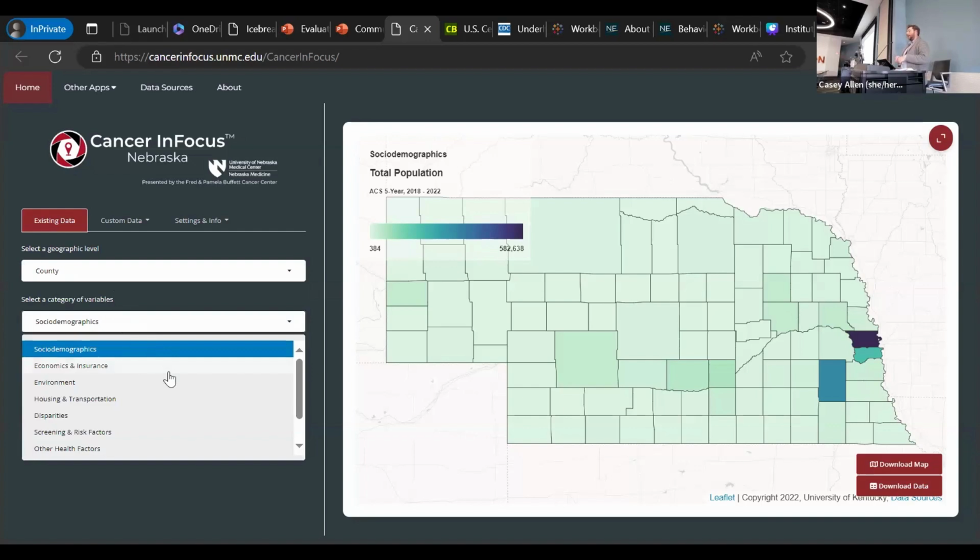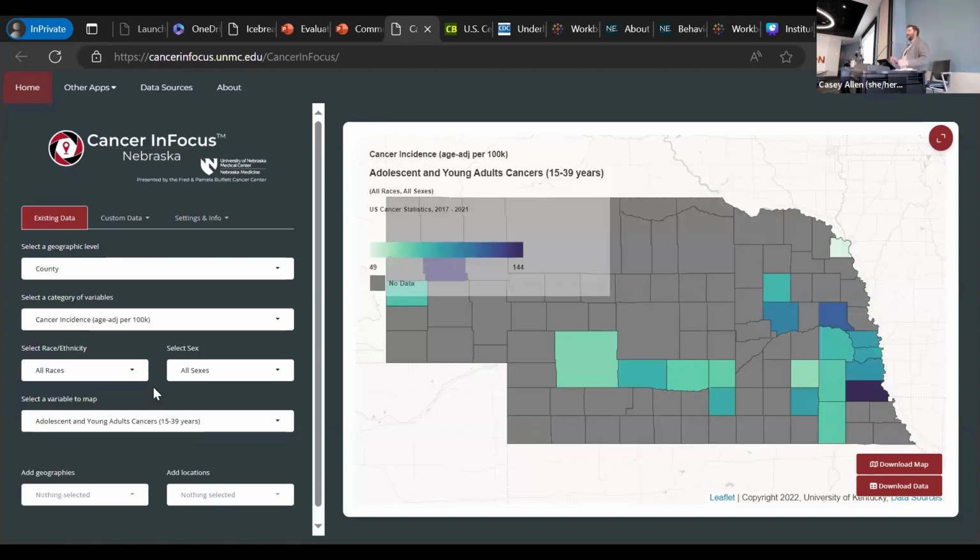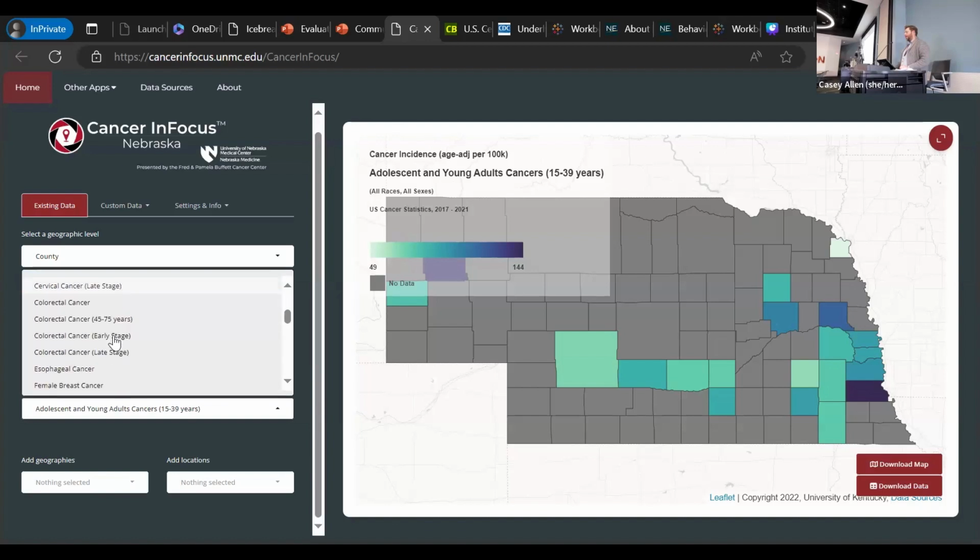And this is a dropdown that contains all of those different data elements that I talked about, the socioeconomics or sociodemographics, economics, insurance, environment, et cetera, et cetera. So we're going to look at cancer incidence. And when you're looking at cancer incidence and mortality, you're also allowed to select if you want to stratify by any races and ethnicities or any sexes. We're just going to leave those blanked out for now. And then we're going to look at lung cancer.